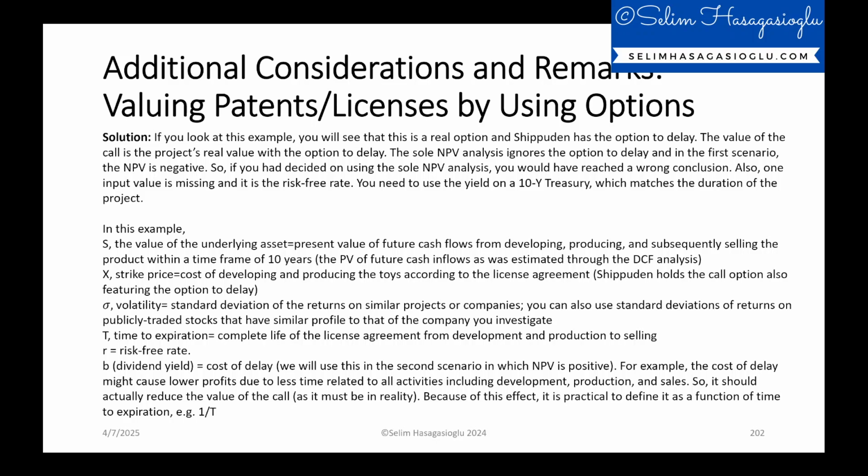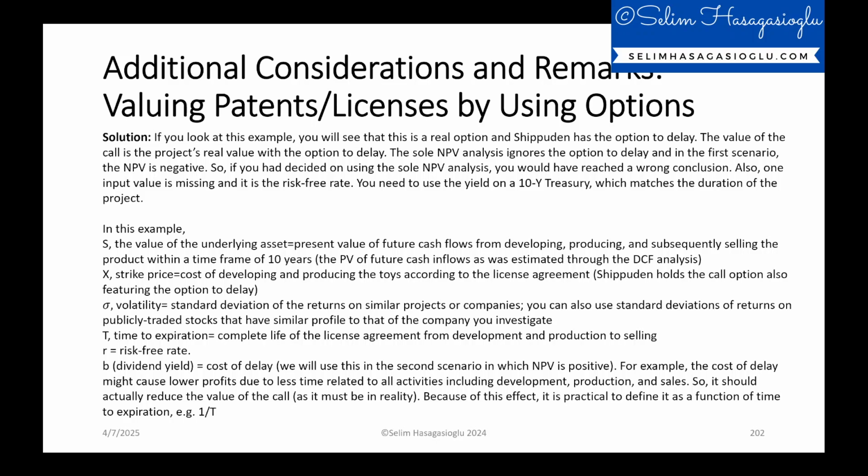So in this example, S, the value of the underlying asset, is the present value of future cash flows from developing, producing, and subsequently selling the product within a time frame of 10 years, as was estimated through the DCF analysis. X, the strike price, is the cost of developing and producing the toys according to the license agreement, which should be paid to hold the call option, also featuring the option to delay. And sigma, volatility, is the standard deviation of the returns on similar projects or companies.